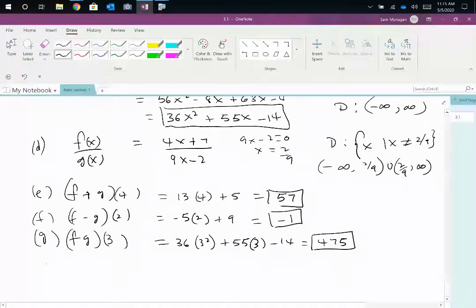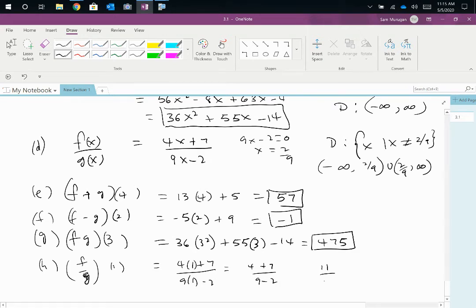And the H part might be f over g substituted with, say, 1. So this is 4 times 1 plus 7 over 9 times 1 minus 2, which is 4 plus 7 over 9 minus 2, which gives a fraction, 11 over 7. So these problems have several parts. Please be careful. Pay attention to what you're doing in them.